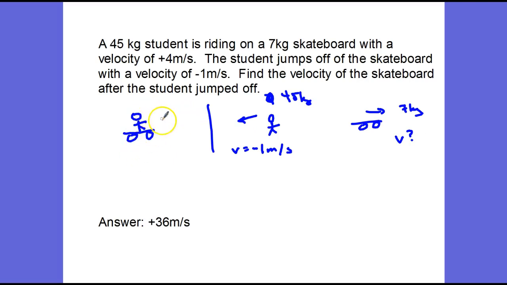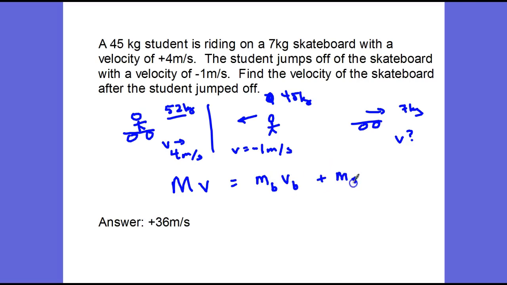And we don't know how fast it's moving. Beforehand, the student and the skateboard, which have a total mass of 52 kilograms, is moving to the right at 4 meters per second. So my equation is going to look like Mv, I'll do a big M because it's the total mass, equals the mass of the student, I'm going to call it a boy because skateboard and student are both S's, times the velocity of the boy plus the mass of the skateboard times the velocity of the skateboard. So 52 times 4 equals 45 times -1 plus 7 times the velocity of the skateboard.